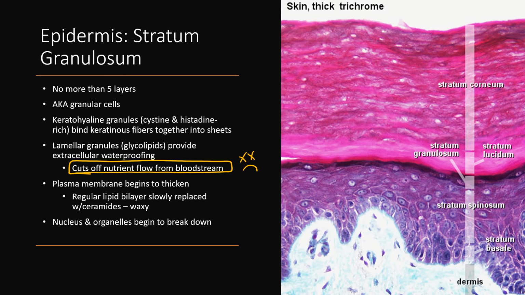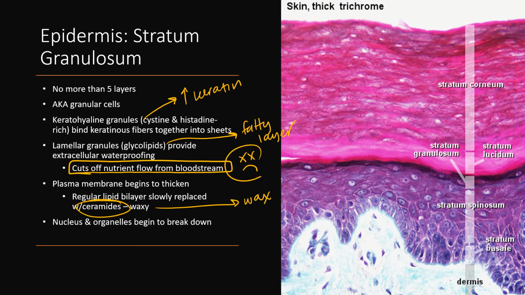The plasma membrane begins to thicken, and the lipid bilayer gets replaced with what's called a ceramide, which is waxy. You see ceramide sometimes advertised in lotions, especially heavy-duty ones, because it helps waterproof and toughen the cells as well. So you have this triple whammy. You have a bunch more keratin, in bigger, thicker sheets. You have a fatty layer, and the lipid bilayer is turning to wax.